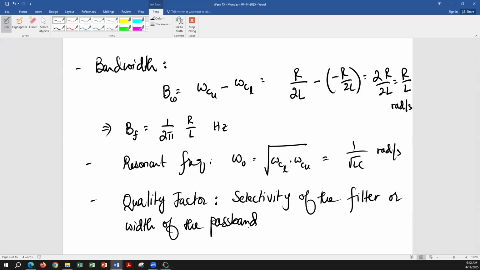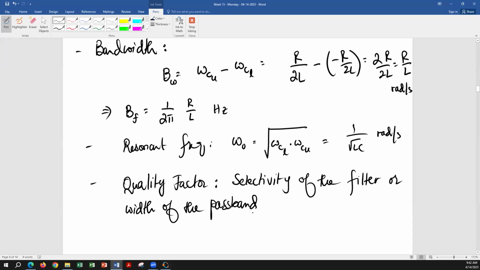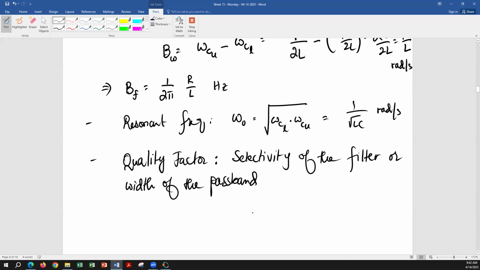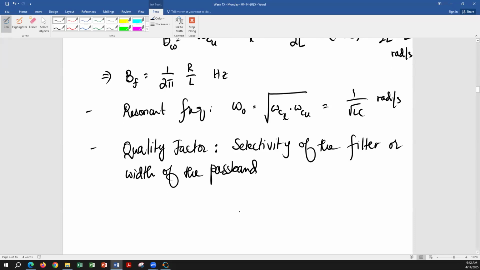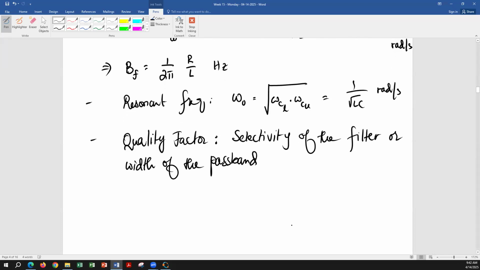Selective means that if it is more selective, it's going to let only the frequencies that you need pass through it. If it is less selective, it is also going to let some other frequencies pass through it that are in the transition band of the circuit. So we want the filter to be very selective. That means we want the transition band to be very steep, so that the width is close to the bandwidth of the filter.